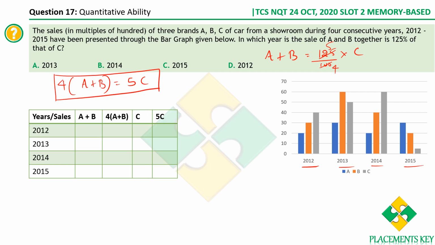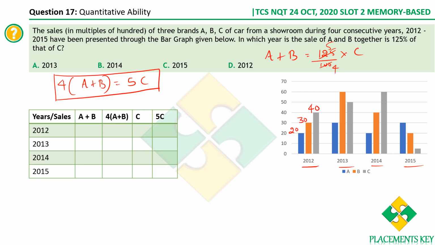Now how do you find the value? It's very simple, you just take the horizontal line. What is the value here? It is 20. What is the value here? It is 30. It is in multiples of hundreds, so 30 hundred, 20 hundred, and then 40 hundred, and so on and so forth.